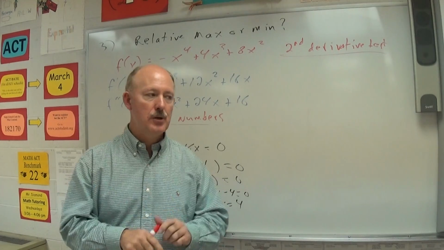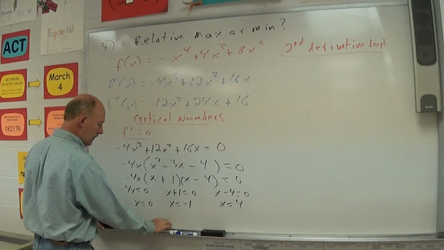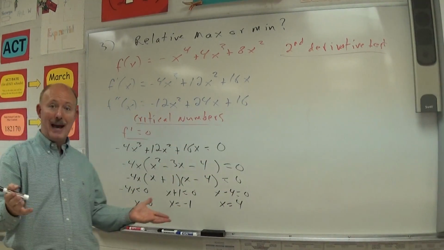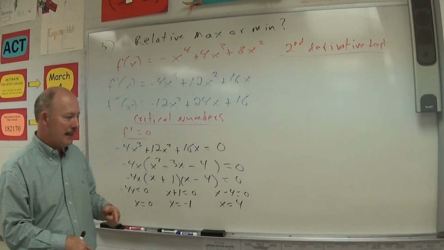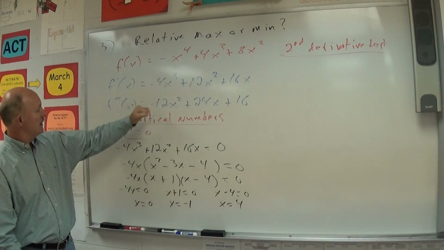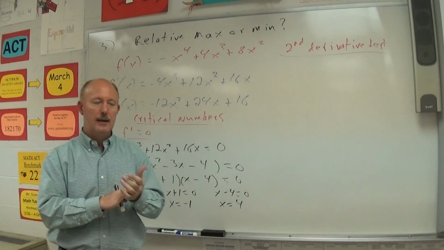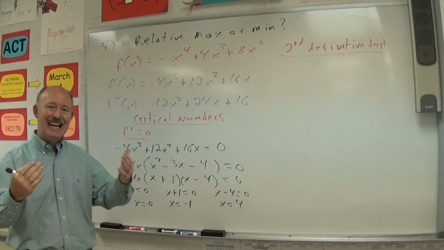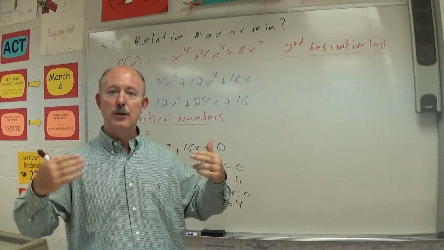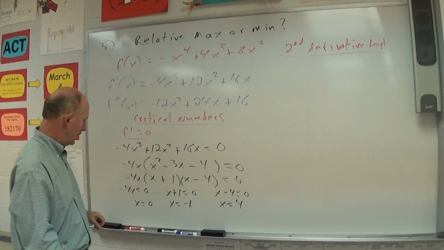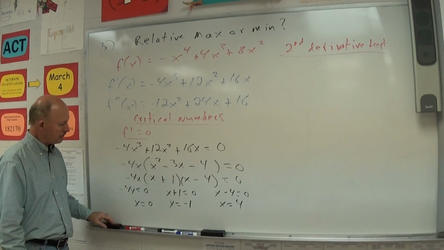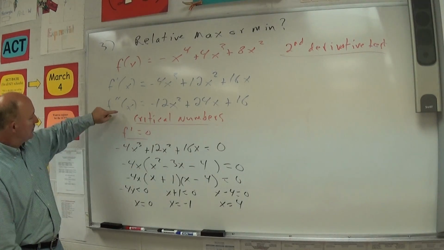So for each of your critical numbers, let's plug these into the second derivative, and that will tell us whether it's a maximum or minimum. Remember, if we substitute the 0 into the second derivative, then if the second derivative is positive, the graph will be concave up. If it's negative, it'll be concave down, and that tells us whether we're looking at a relative maximum or a relative minimum. So to get us started, let's take the 0 and substitute it into the second derivative.